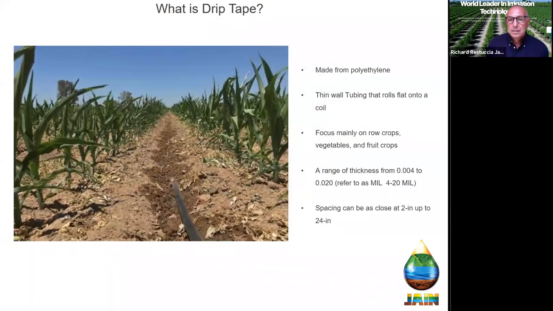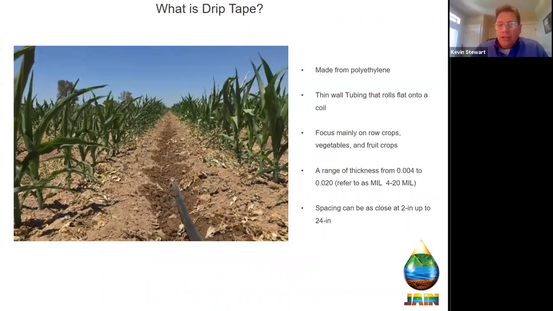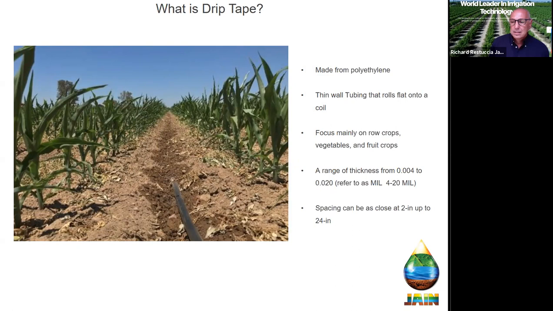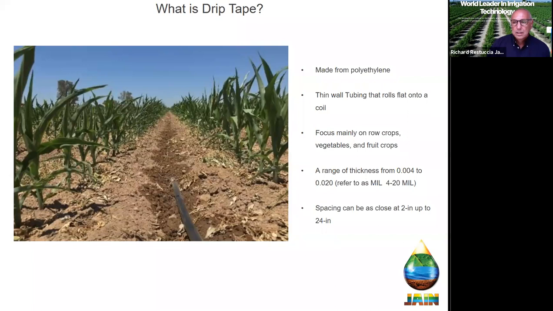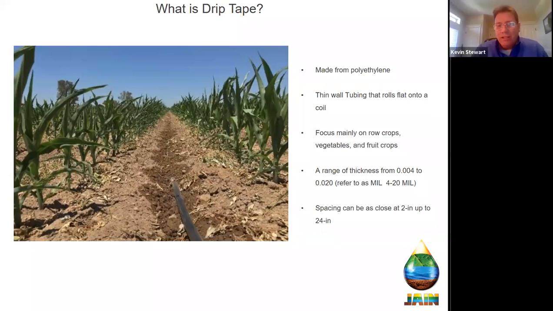So then you ask, well, what is drip tape? I don't know this for sure, but I think drip tape got its name because when you roll this polyethylene material, it rolls flat, almost like a roll of tape would, and so it's kind of gotten its name as tape. Obviously, you'll understand the concept of that. But drip tape is made from polyethylene.